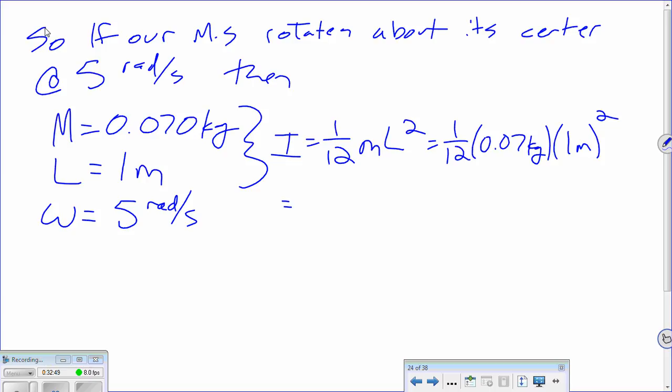So to figure this out, your I turns out to be, where did I put my notes? What do we get? You get 0.0583 kilogram meters squared. Cool?